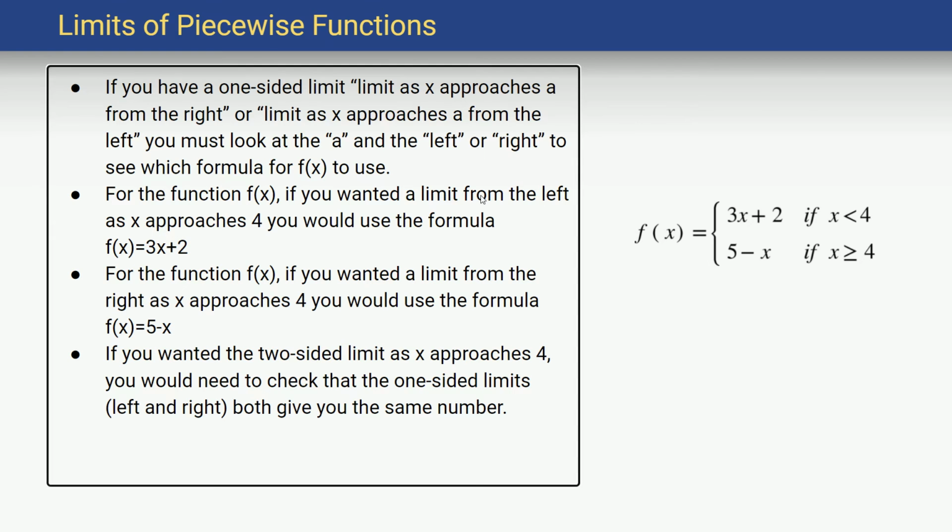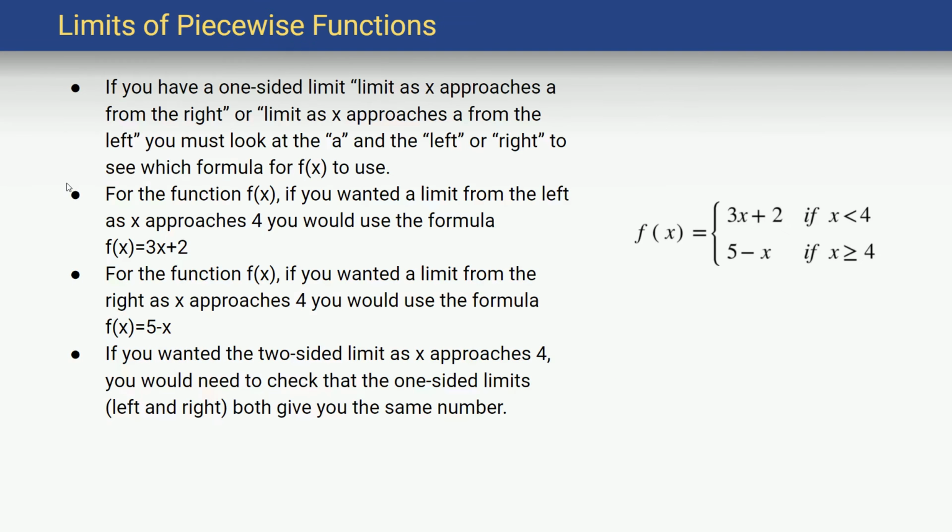So if you were doing a limit from the left as x approaches 4, you're on the left-hand side, right? And so the first function here is the function you use on the left-hand side of 4. For the function f of x, if you want the limit from the right as x approaches 4, you would need the second function, because the second function is x greater than or equal to 4. So there's nothing unusual about piecewise defined functions. It's just that you need to make sure you understand which piece you should be using based on the x value.